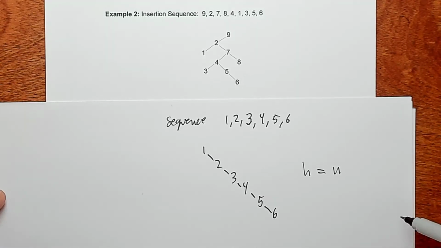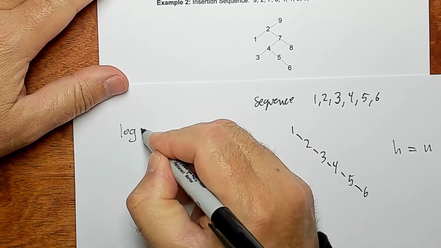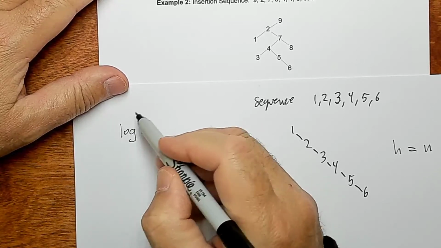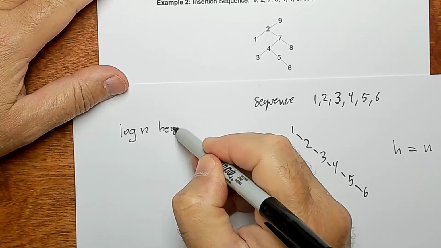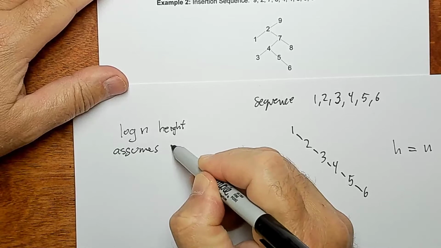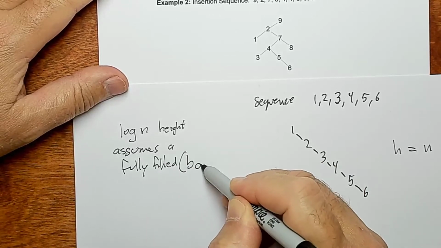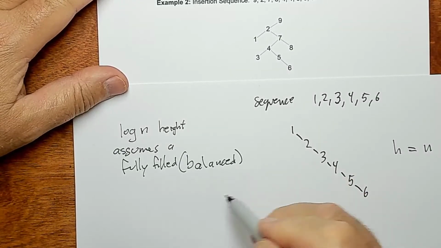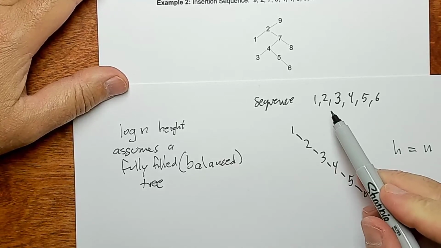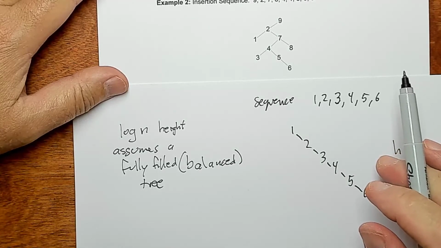So what we're saying is that the log base 2 height assumes a fully filled tree, or really a balanced tree. So we're going to look at that next. We want to try and keep the tree balanced. That's going to be the next topic that we're going to cover.